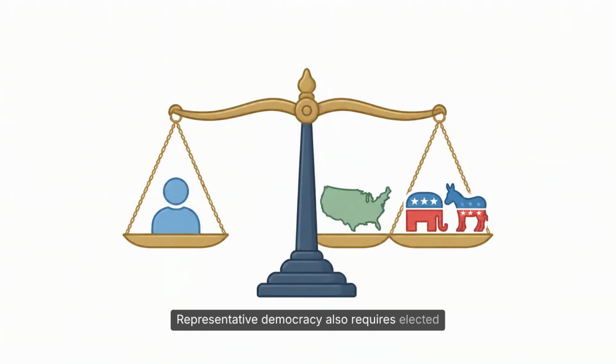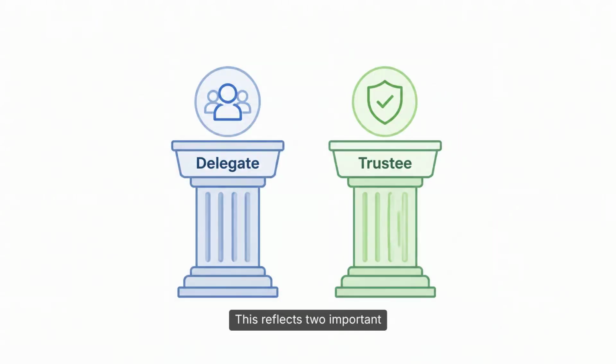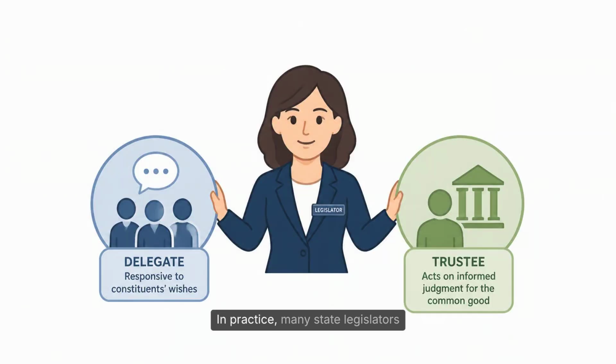Representative democracy also requires elected officials to weigh different perspectives. State legislators frequently balance the preferences of their constituents, the interests of the state as a whole, their political party's program, available public resources, constitutional principles, and their own professional judgment. This reflects two important models of representation. A representative may act as a delegate, conveying the preferences of constituents directly into legislative decisions, or as a trustee, applying experience and judgment to make decisions in the broader public interest. In practice, many state legislators draw on both approaches.